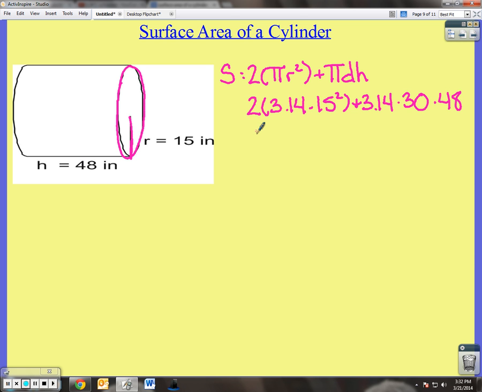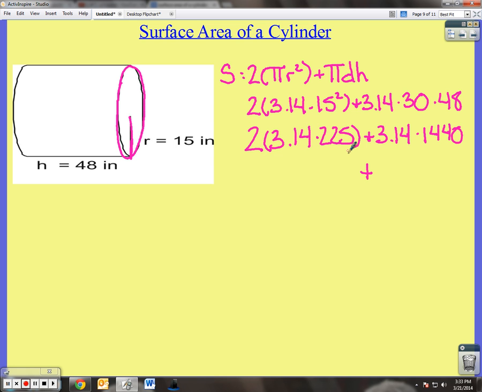Okay, I'm going to take 15 squared. What is 15 squared? Why should we know this? Is it 225? Ah, yes. So I'm going to take 2 times 3.14 times 225 when I square that. Now plus 3.14, I multiply that by, what is 30 times 48? Well, 48 times 10 is 480. So let's triple 480. Is that 1,440? Let's take a look. I could be off here. 30 times 48. Hey, 1,440. I was actually right. All right. 1,440. Okay, now I'm going to multiply all this together, and I'm going to add this stuff.